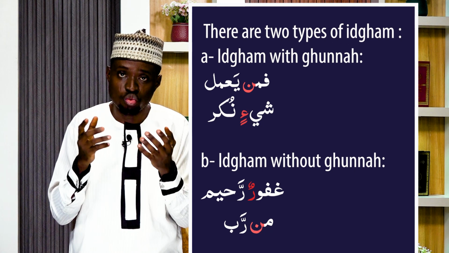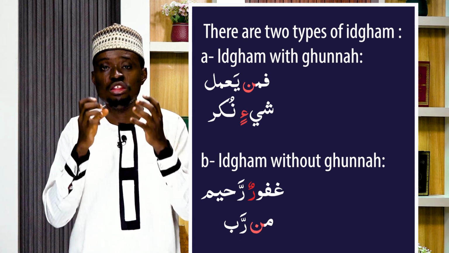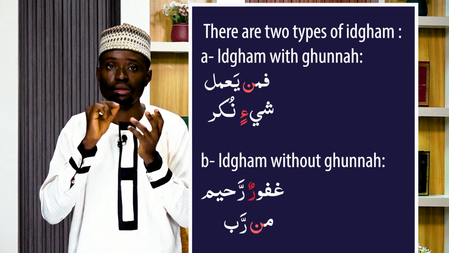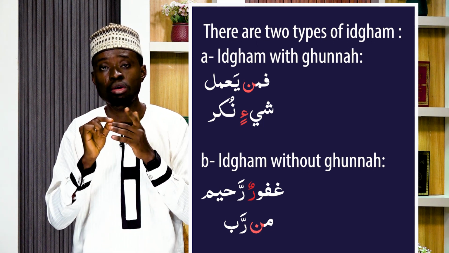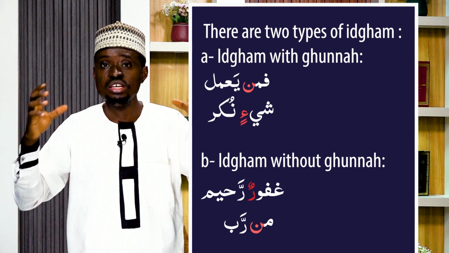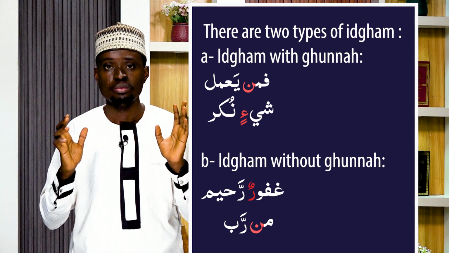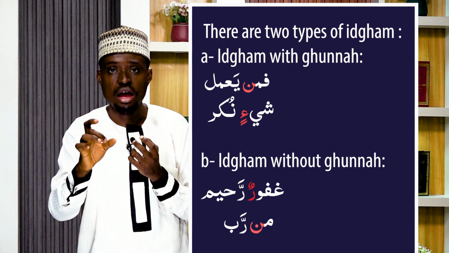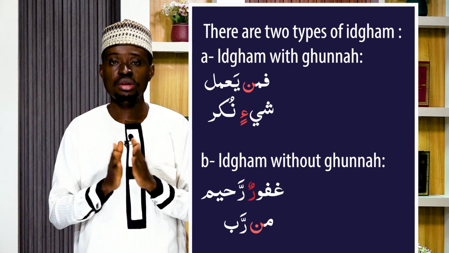And on what occasion do we apply that? When we have any of these 4 letters immediately after the nun sākinah. When we have ya, or we have nun, mim, or waw, used to form the word yanmu. That is what you look for. Just look for the letters after the nun sākinah. Okay, it is ya or it is waw. Okay, that will be idgham naqis.